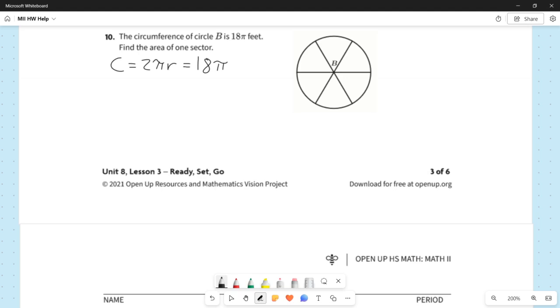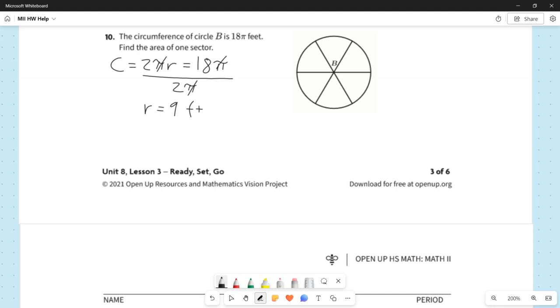So we have an equation, 2 pi r equals 18 pi. We have a pi on both sides, and we're trying to get r by itself. So if I divide my entire equation by 2 pi, all of the pi's go away, and the 2 on the left goes away, and I'm left with r equals 18 divided by 2, which is 9. We could put units here if we want to. It's feet. So my radius is 9 feet.